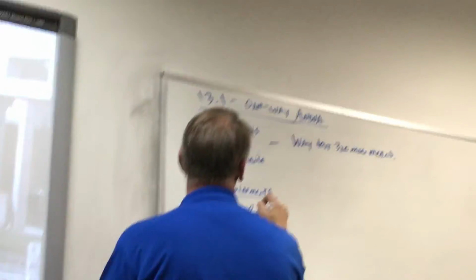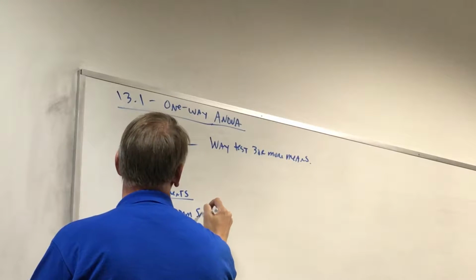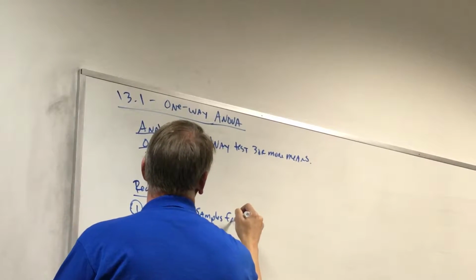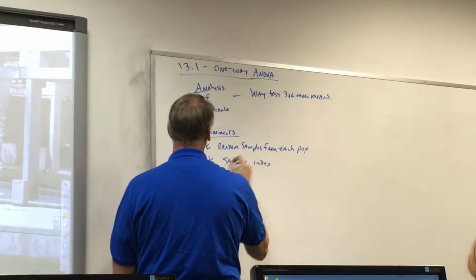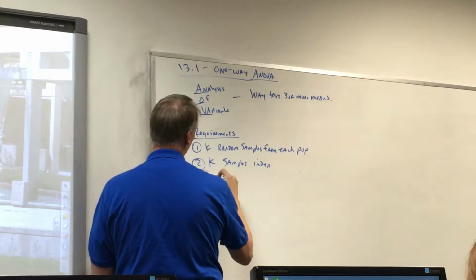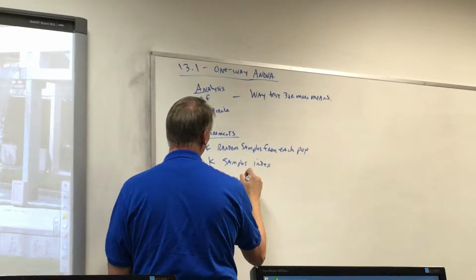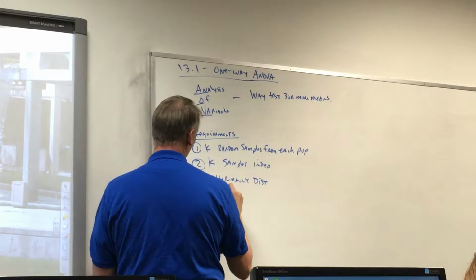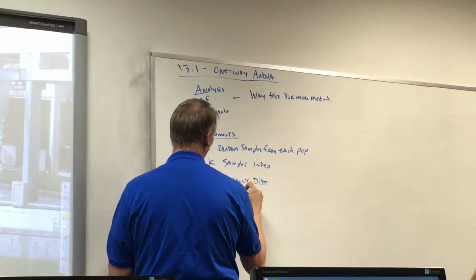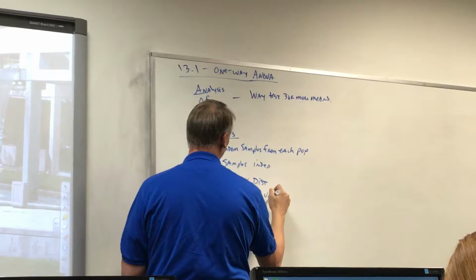Number 1, you're going to have k random samples from each population. Number 2, your k samples are independent. Number 3, they're all normally distributed. And number 4, the populations have the same variance.